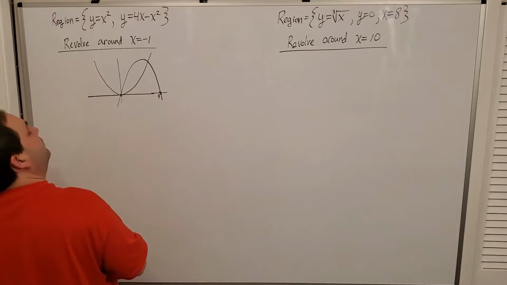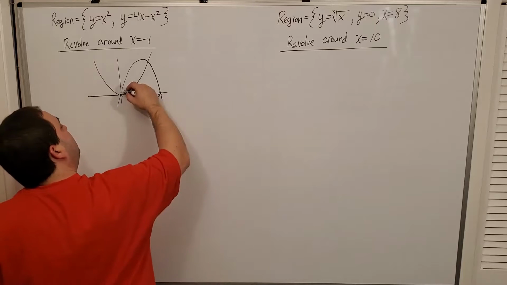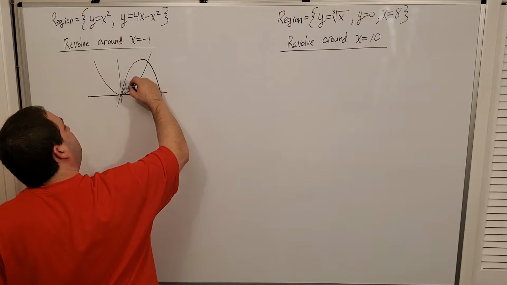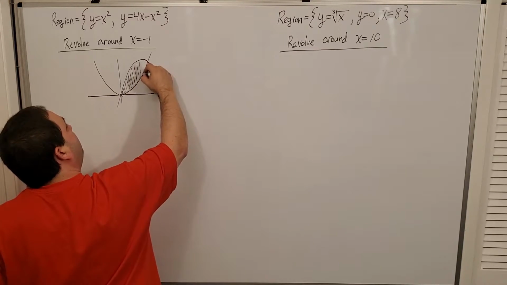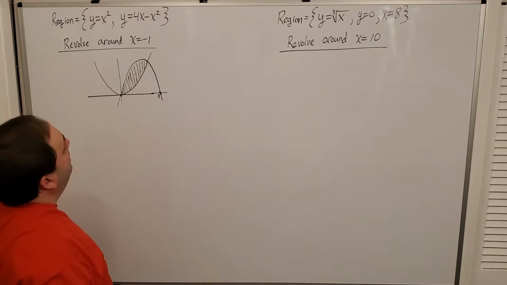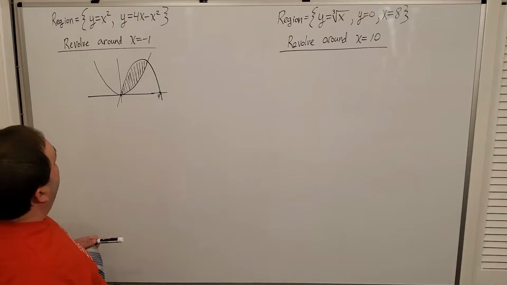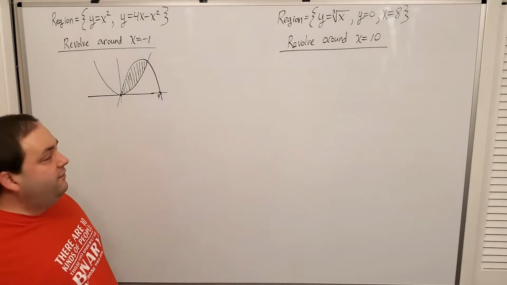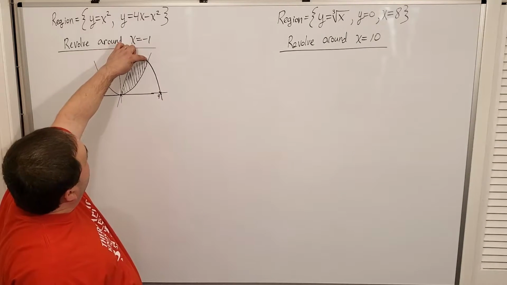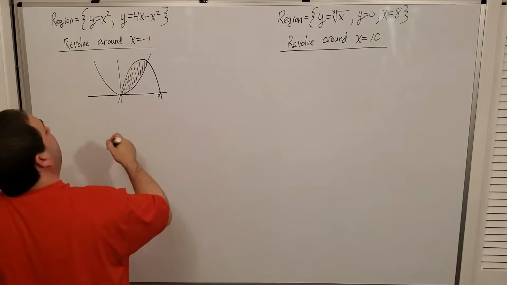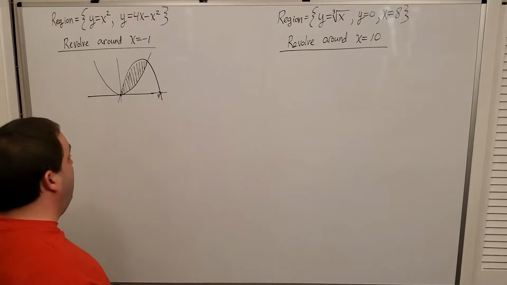That hits at 4 over here. And what we're interested in is this region in between them, the region that's trapped between those two curves. Of course, it would be important to figure out where these two intersect, so I'd have to set them equal to each other to figure that out.